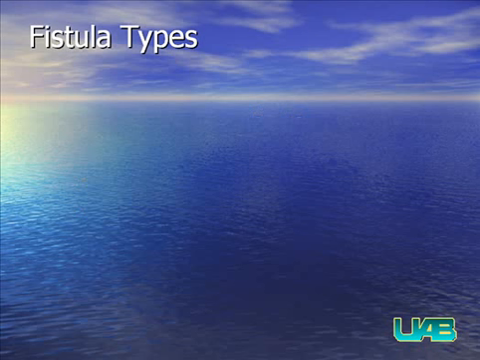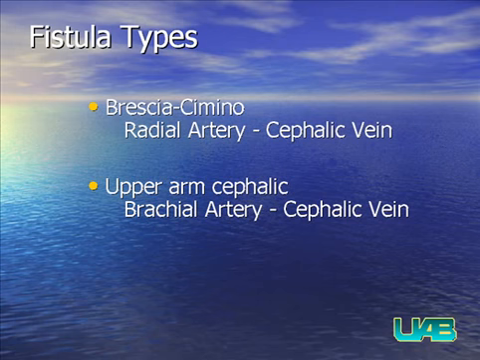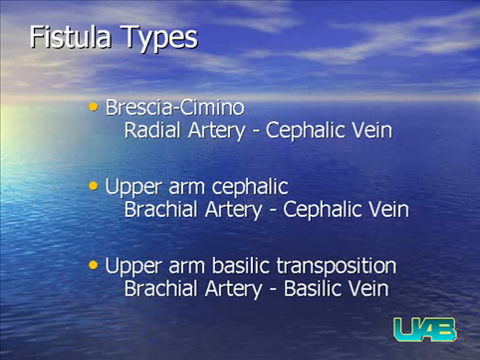When we're looking at the different types of fistulas, first of all, I think we should go over the different anatomic variations. A Brescia-Cimino fistula is an anastomotic communication between the radial artery and the cephalic vein. There can be an upper arm cephalic vein fistula which communicates between the brachial artery and the cephalic vein. And then you can have an upper arm basilic vein transposition, and I'll go into this in more detail.